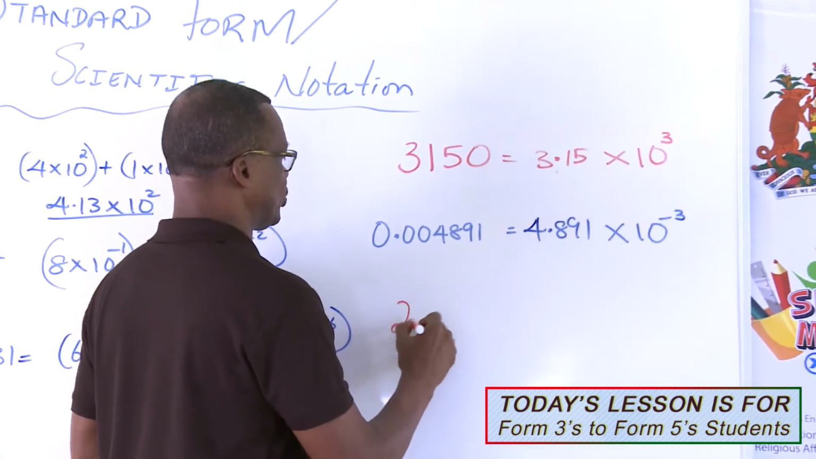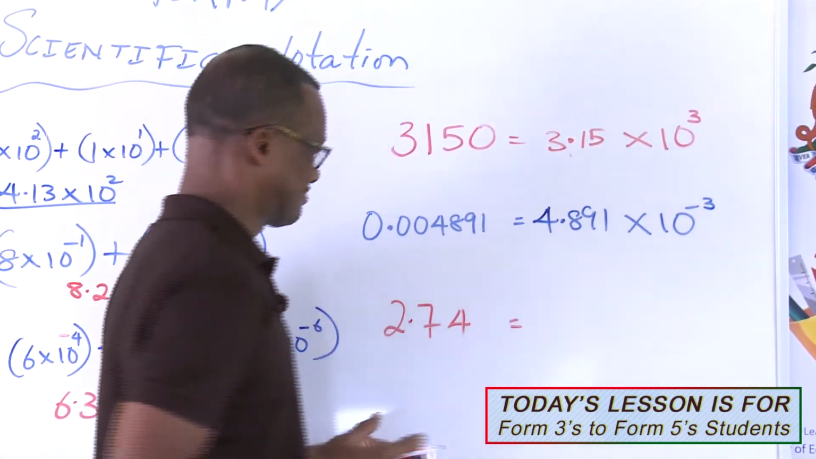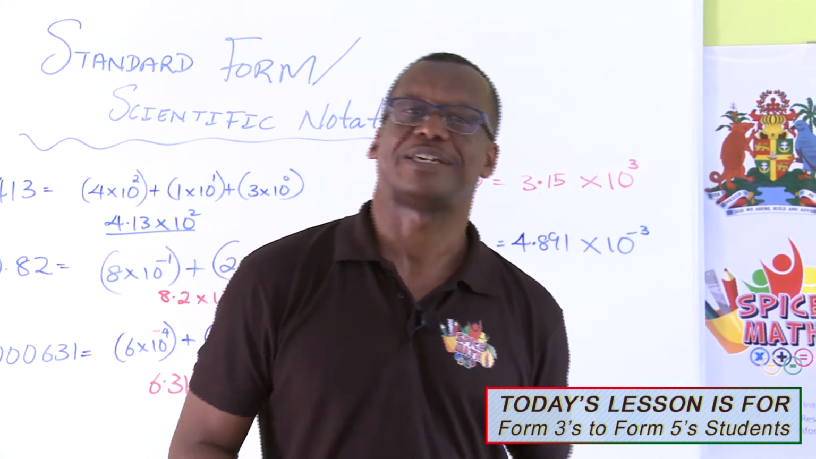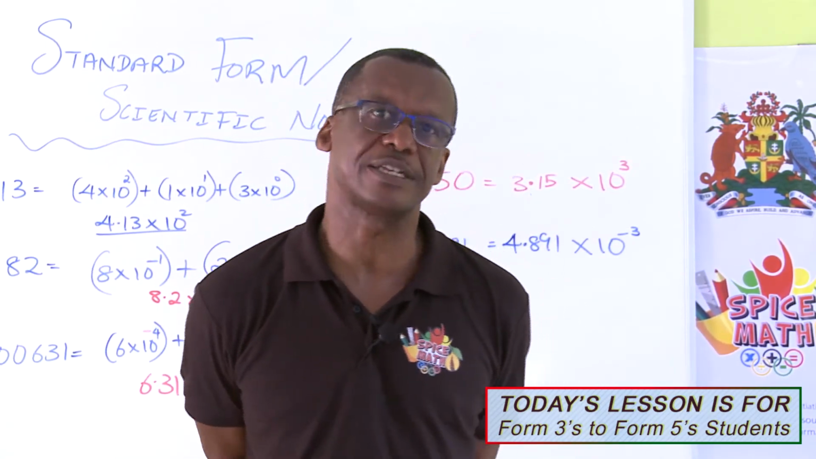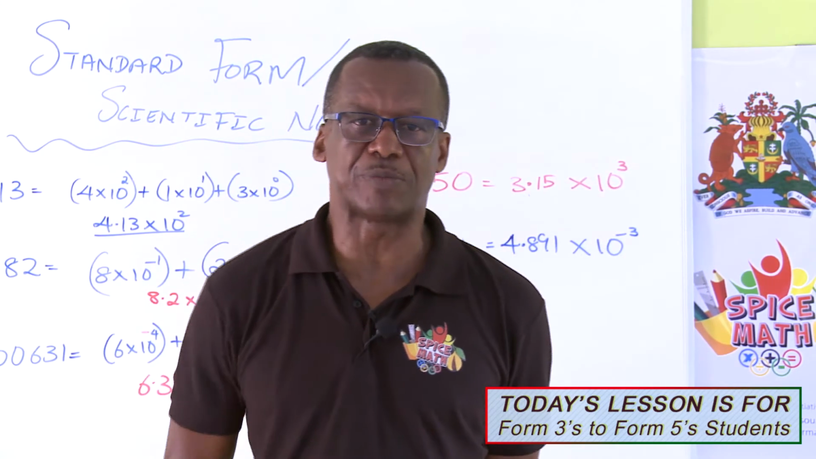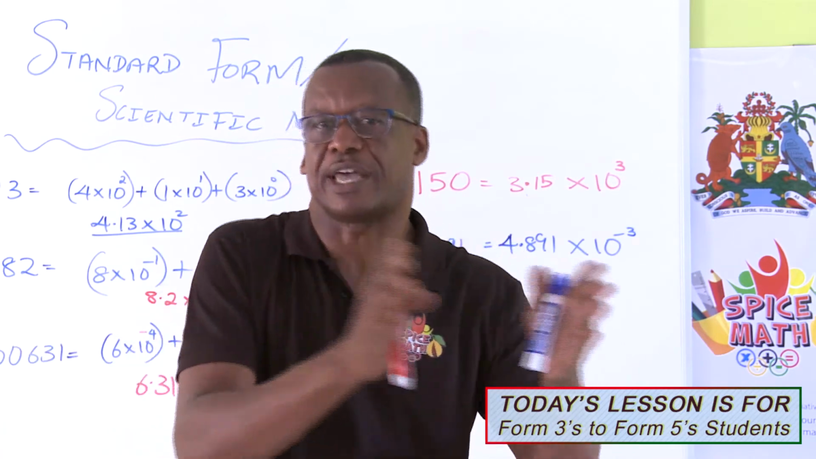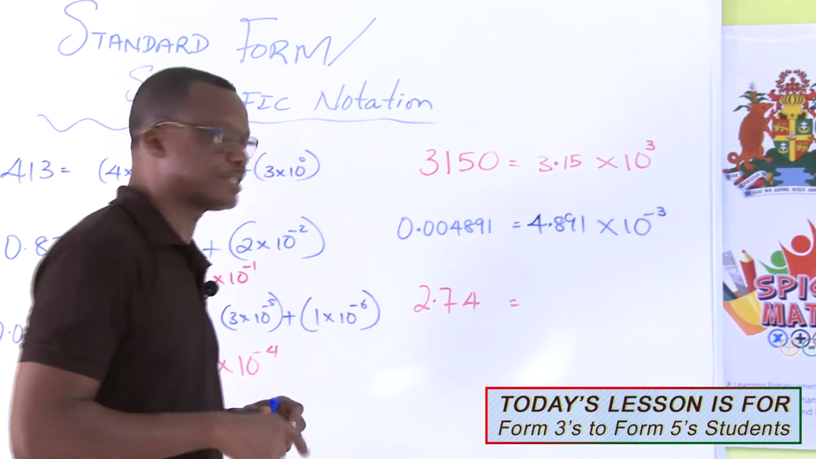Let's try this one, 2.74. I want to write this number, 2.74, in scientific notation. So it must have a power of 10. That's one part of it. And then it must have another number that falls between 1 and 10. It can't be 10. It must be a little less than 10.